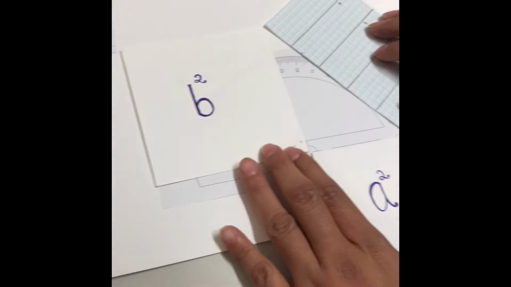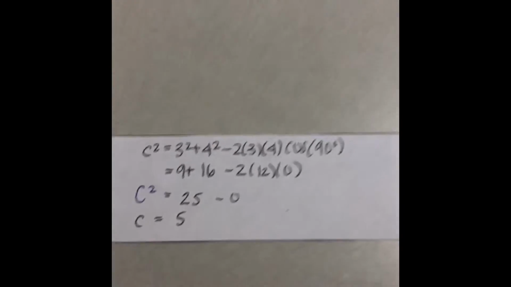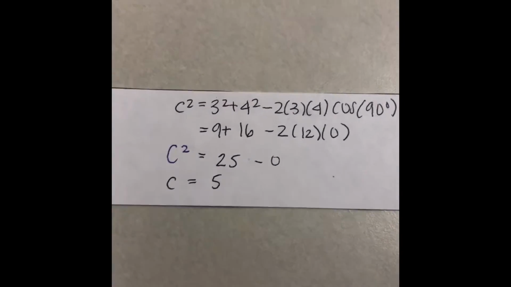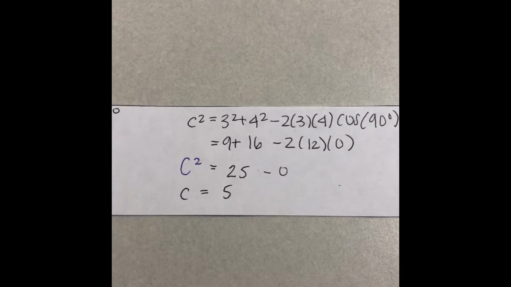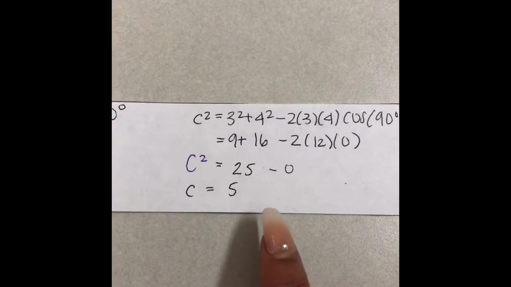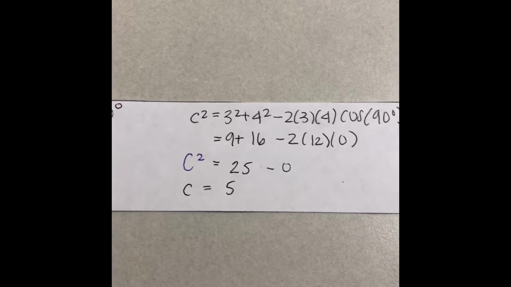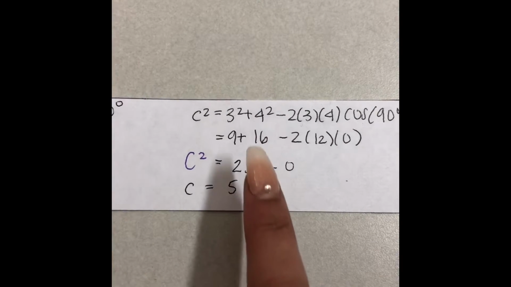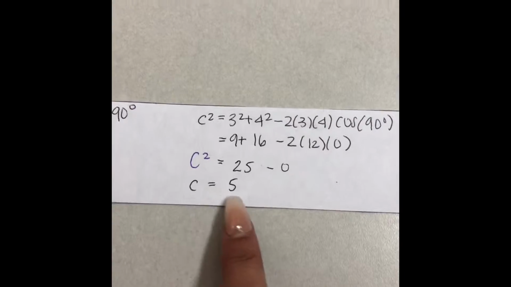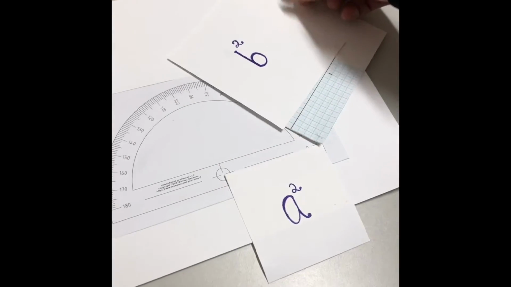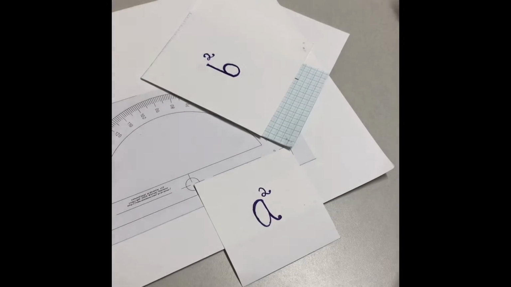When we have an angle of 90 degrees, cosine of 90 will be equal to 0 because the x value will be equal to 0. So the area of 2ab cosine C is going to be equal to 0. Now we just have that c squared is equal to a squared plus b squared, which is 25, so c is 5. By adding b squared plus a squared, we're going to prove that it is equal to c squared.